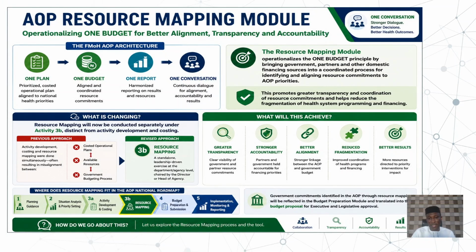As partners and government, we should be held accountable for financing priorities. We should ensure that more resources are directed to priority interventions and activities for optimal impact. And this should be done in a coordinated, transparent, and accountable manner.